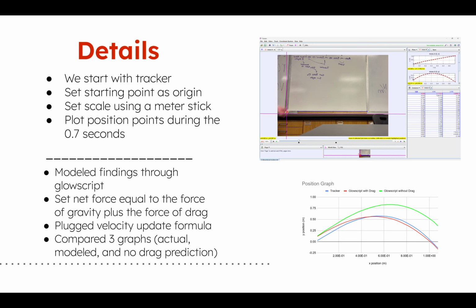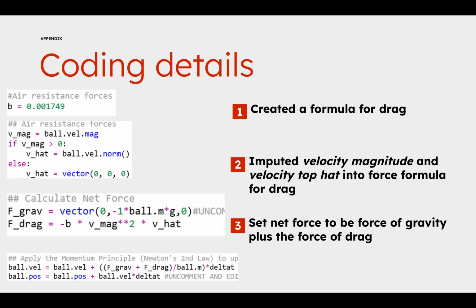We set net force equal to the force of gravity plus the force of drag. We then plugged this into the velocity update formula and compared the three graphs: the actual, the modeled, and the no drag prediction. These are the coding details.